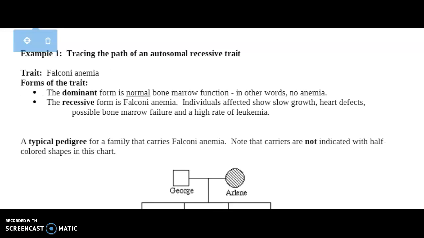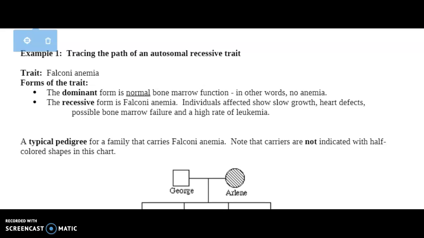Example 1, tracing the path of an autosomal recessive trait. So this pedigree is looking at a recessive trait this time. And the trait is Fanconi's anemia. So the dominant form is normal bone marrow function, in other words, no anemia. The recessive form is having Fanconi anemia. Individuals affected will show slow growth, heart defects, possible bone marrow failure, and a high rate of leukemia.